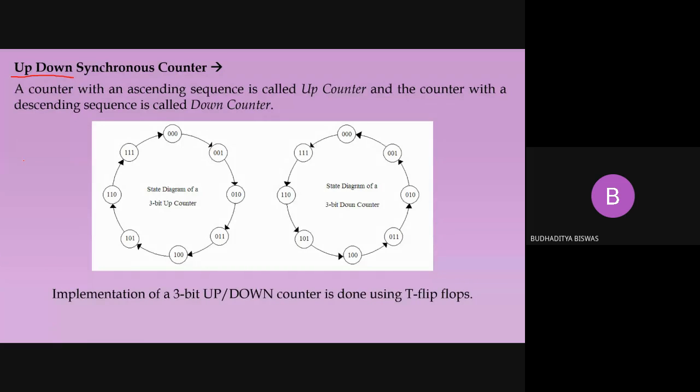So 3-bit means how many possible states are there? A 3-bit counter means 8 possible states. So the total possible states are 8, that means from 0 to 7, because in digital logic the counting starts from 0. So 8 steps means not up to 8, but from 0 to 7. These are the steps the flip-flops need to count.